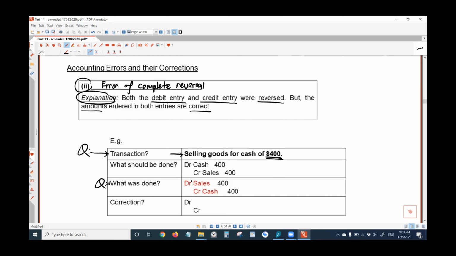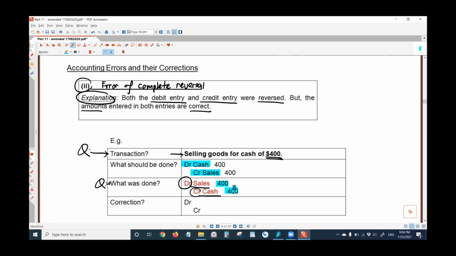So you see, they debited cash account and credited sales account. So it's wrong, right? They are supposed to debit cash and credit sales account, but they have made it the other way around. But are the amounts correct? Yes, amounts are still correct. So this is error of complete reversal.